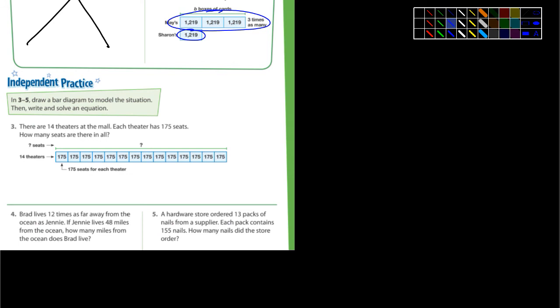Same thing, it says draw a bar diagram, which is kind of confusing because they already did it there for you. I'm not sure why they're saying for you to draw another one. So there's 14 theaters at the mall. Each theater has 175 seats. How many seats in all? It's going to be 14 times 175.